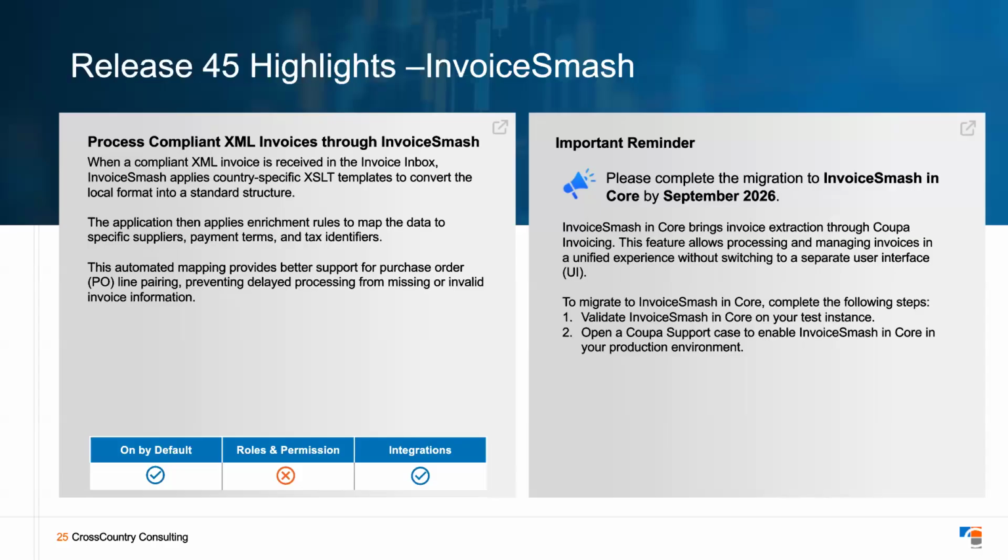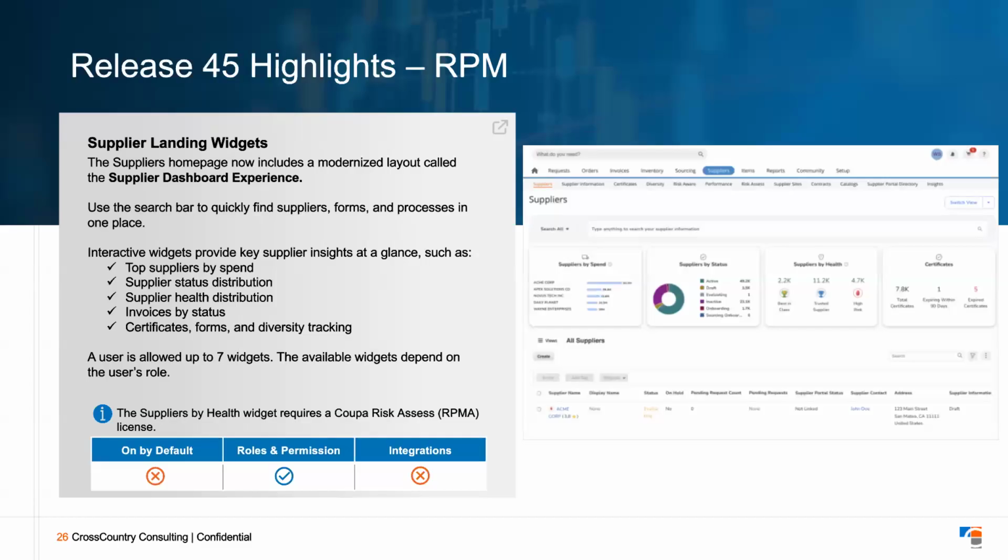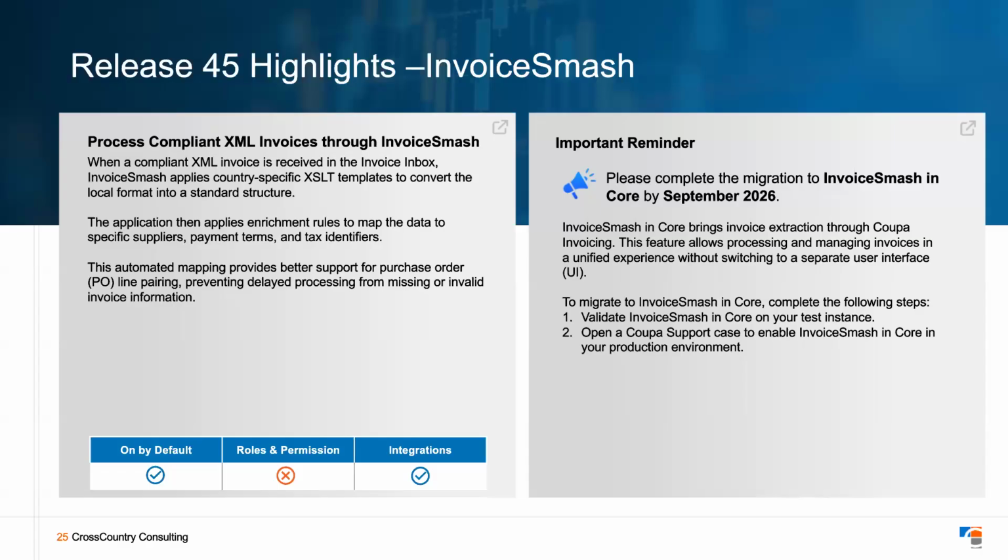And we do have another migration reminder. So for those of you who currently have Invoice Smash, Coupa is moving everyone to Invoice Smash Core by the end of September 2026. And you'll know if you have Core because you'll see extracted invoices automatically appearing in your primary invoice tab. Okay. What you get from this unified experience is a single consistent place to capture and process invoices. It is going to be a huge win for those that are using Invoice Smash today as far as this core implementation, as it's less context switching, more standardization, and a cleaner path where you have one designated workstation.